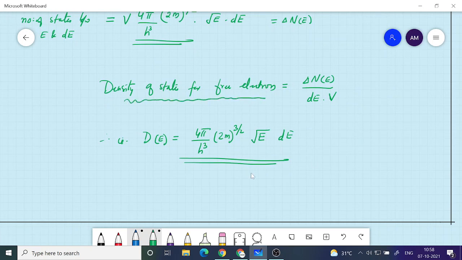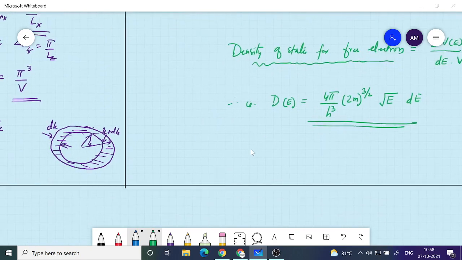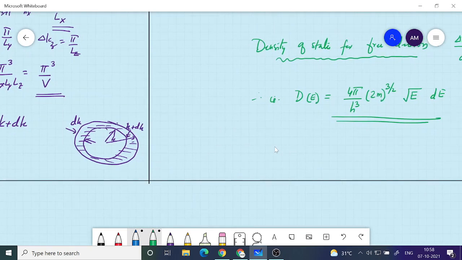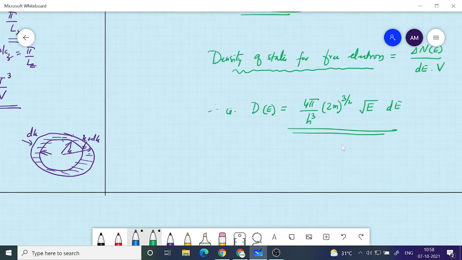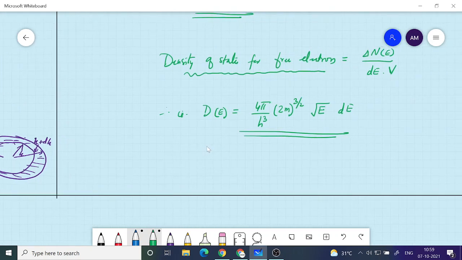Now let's go to the crystal. The same thing we can now talk about in a crystal. So what does this tell us? As the energy increases, for a unit energy, you will have more and more states available. At higher energy, you will have a large number of states available compared to lower energy. So that's what it is.